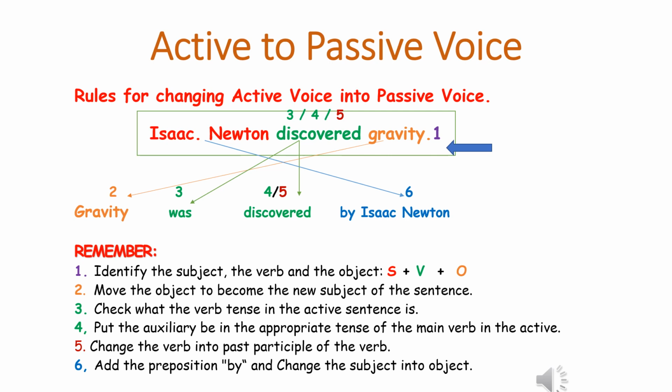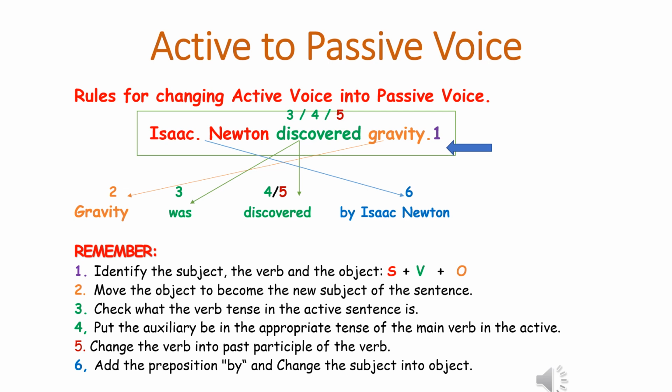So, step number 4, put the auxiliary be in the appropriate tense of the main verb in the active. So since we have the simple past tense in the main verb in the active, we are going to put was as the main form of the verb be.